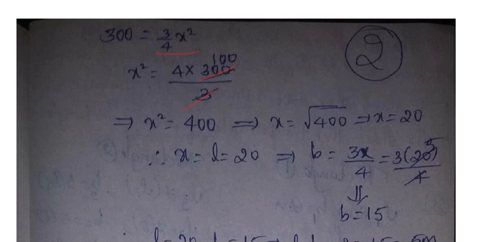Then x equal to square root of 400. The square root of 400 value is what? 20. That is, 20 square equal to 400, you know, right? So we got the value of x. X means what? We assumed length. X equal to length equal to 20 we got.